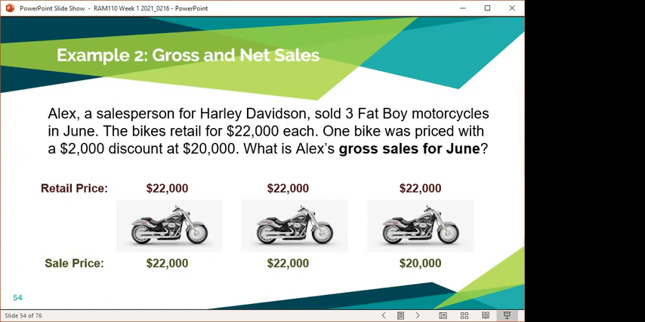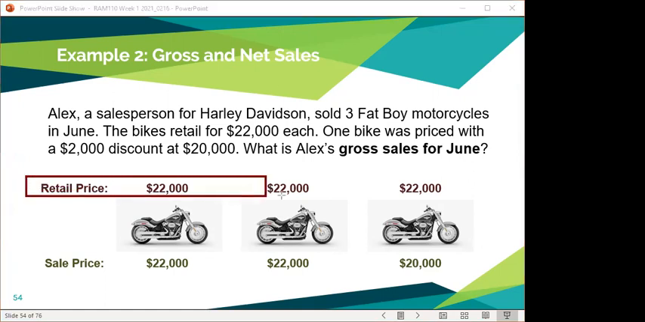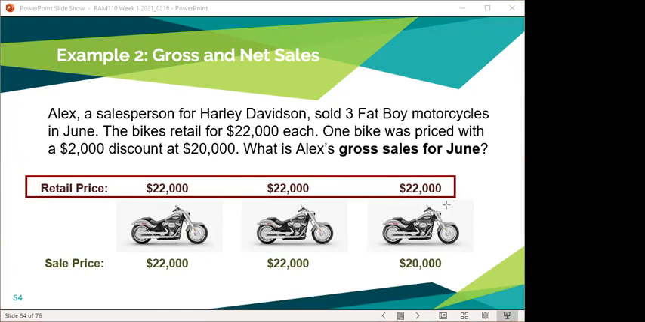Now remember, gross sales don't include discounts. So there it is, folks. Your gross sales is right there. Now you may say, but hold on, Mr. A, they didn't collect all that money because of the discount. I understand. But the gross sales is $66,000. So let's put that in. Sales is $66,000.